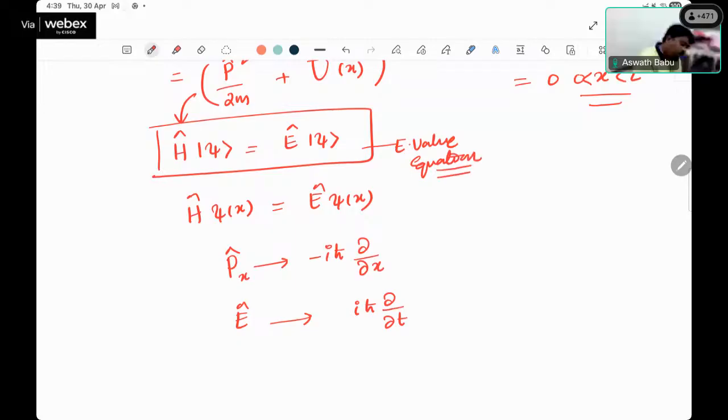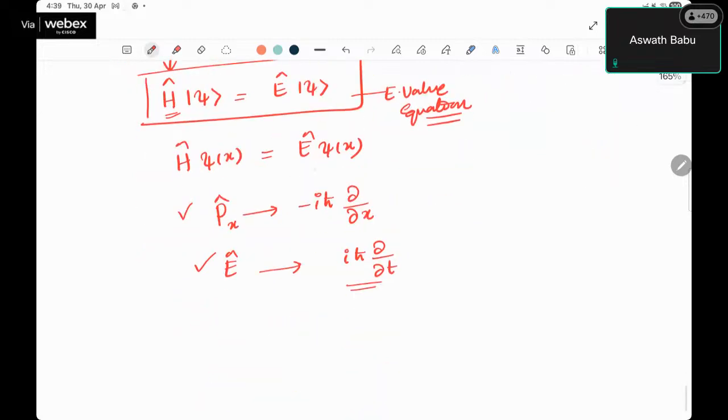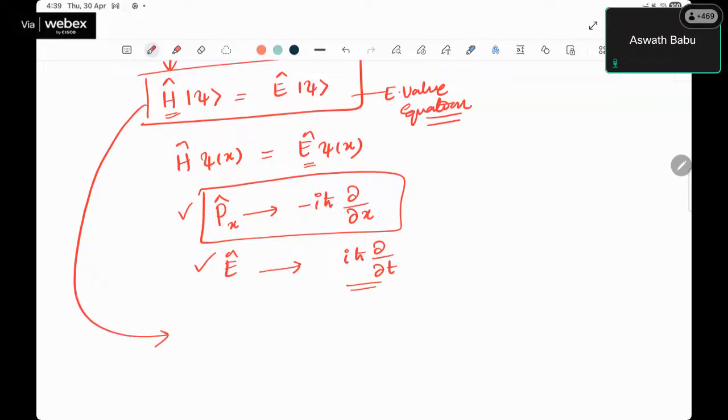Let's say I want to study the system in position, I use this kind of derivative. If I want to study the system in time, I use this kind of derivative. When E becomes a derivative, H remains as it is; H will become some kind of number or matrix. If H is expressed in terms of momentum and potential energy, then E remains an energy value. Now let's say I use the momentum derivative and solve this differential equation.